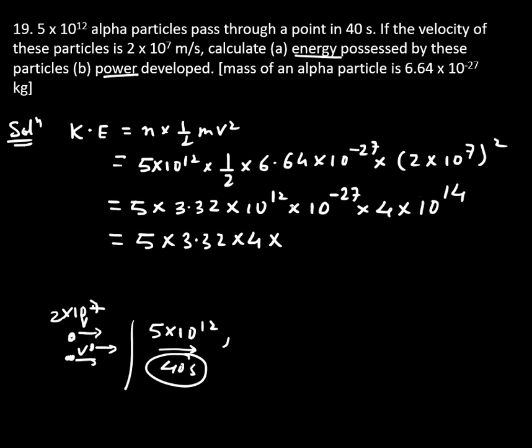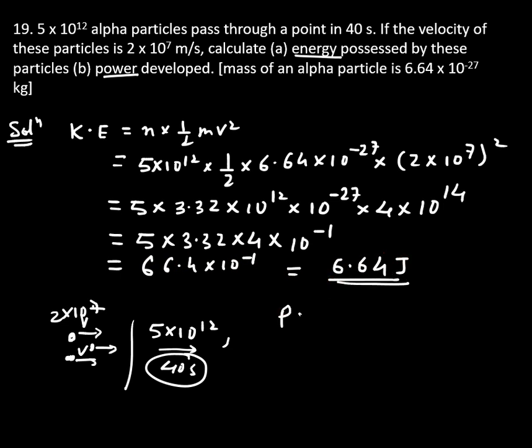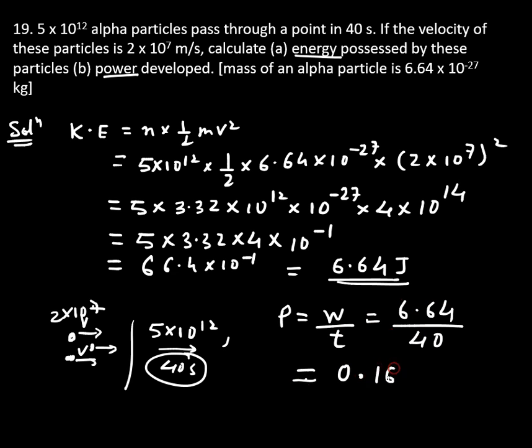Now this is plus 12 and plus 14, that will be 26, and this is minus 27, so here we have a minus 1. Now this value, which is 5 into 3.32 into 4, is 66.4 into 10 to the power minus 1, so that will be 6.64 joules. This much is the energy. We need power, so that will be energy, that is work, divided by time, that is 6.64 upon 40 seconds. So that will be 0.166 watt.